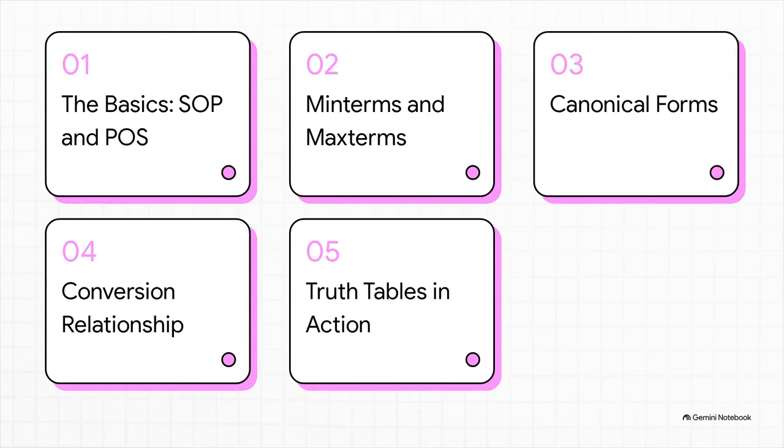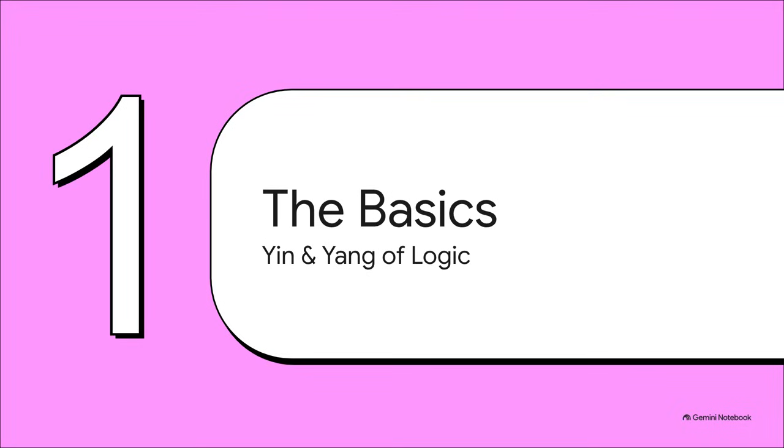We are taking a real building block approach today. First, the basics of SOP and POS. Then, we'll explain minterms and maxterms, move on to standardizing with canonical forms, unpack the conversion relationship, and finally put truth tables into action.